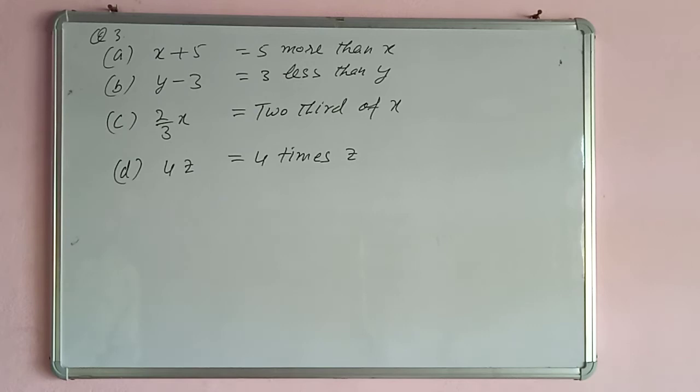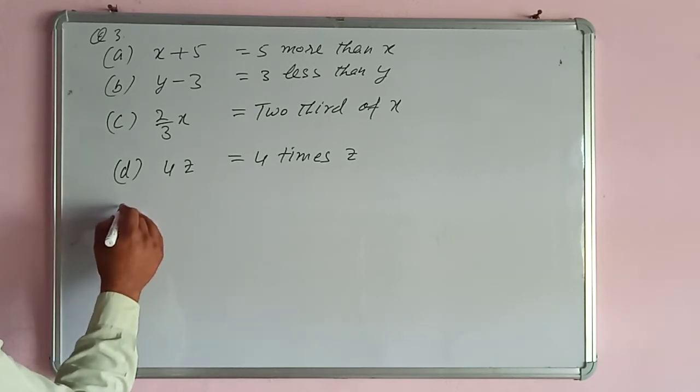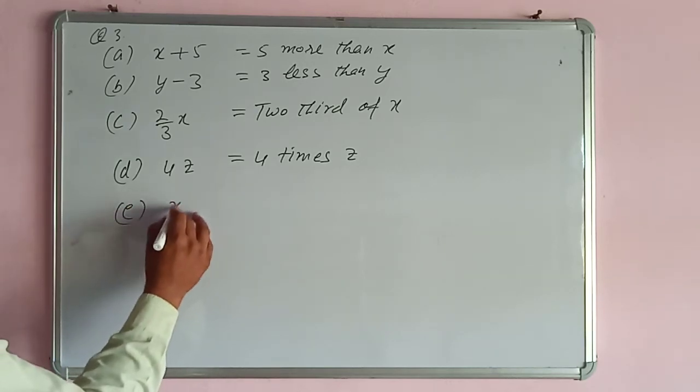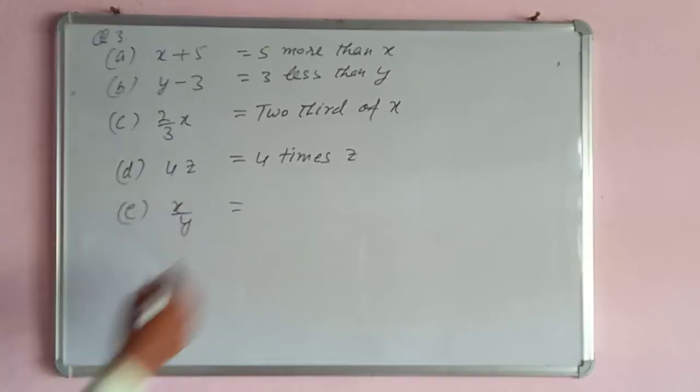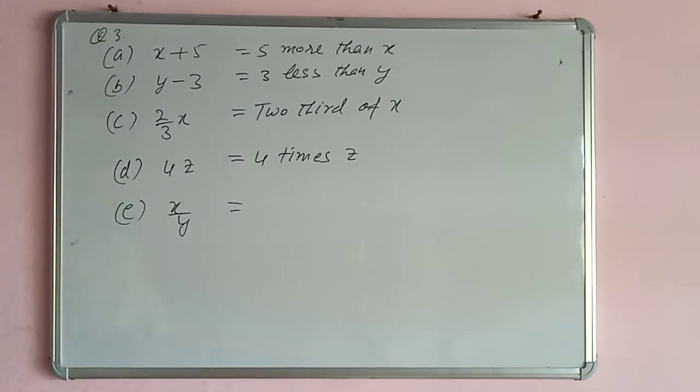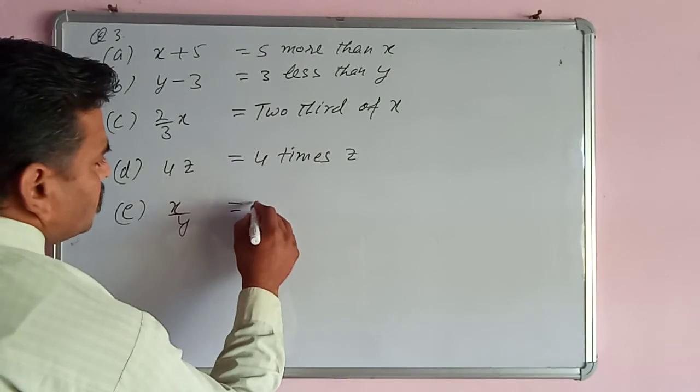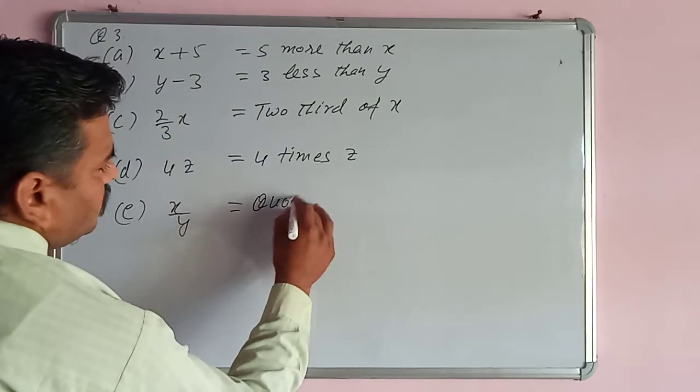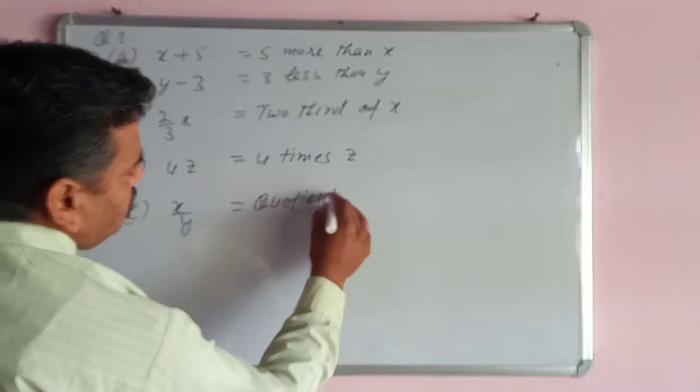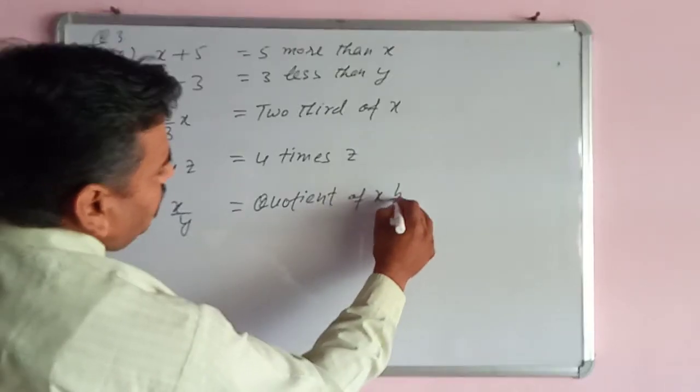And next we have x over y. So x over y means x divided by y, or the quotient of x by y.